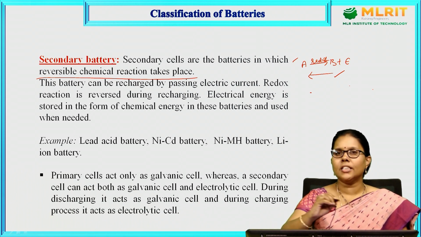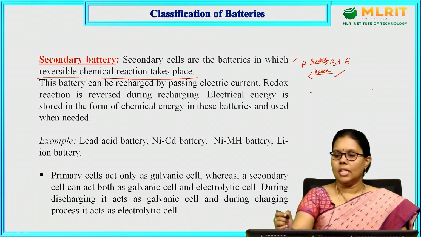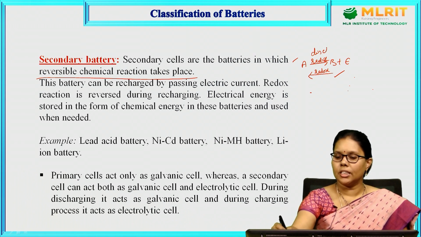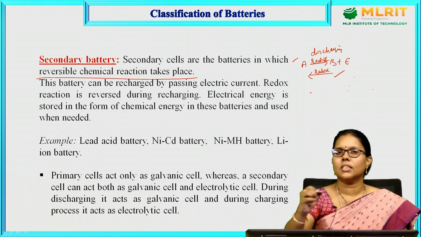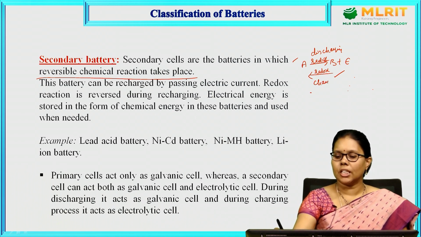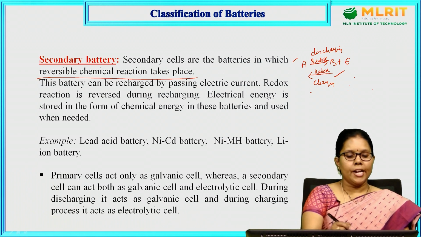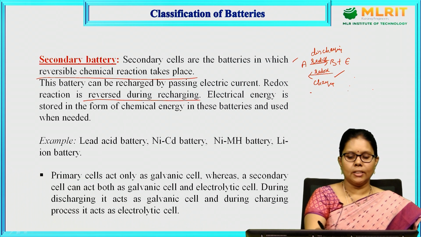During discharging, a redox reaction takes place. During charging also, a redox reaction takes place. If you notice, the forward reaction is discharging, and the backward reaction is charging. This battery can be recharged by passing electric current. The redox reaction is reversed during recharging.